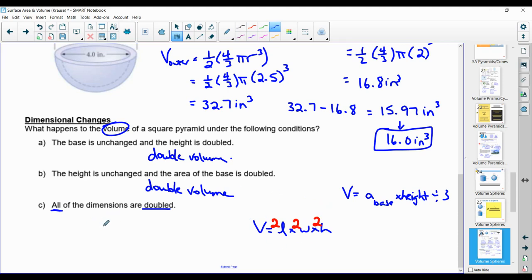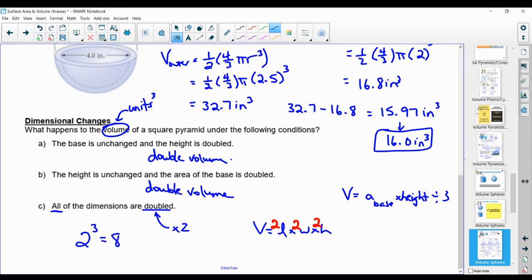Now there's a way that we can think about this or use it almost as a shortcut. If I'm talking about volume, volume are units cubed. And if I'm doubling it, that means times 2. So doubling would mean 2. Volume is cubed, so 2 cubed is 8.